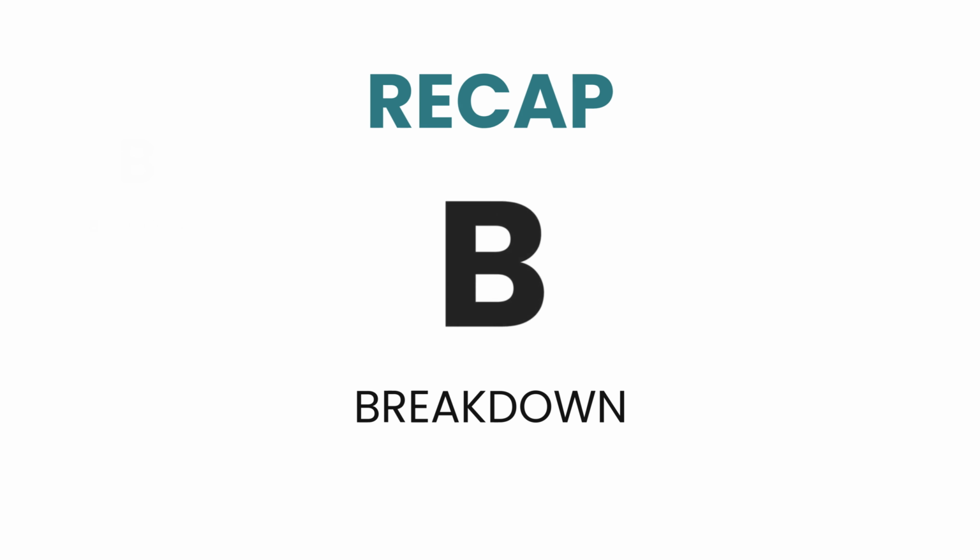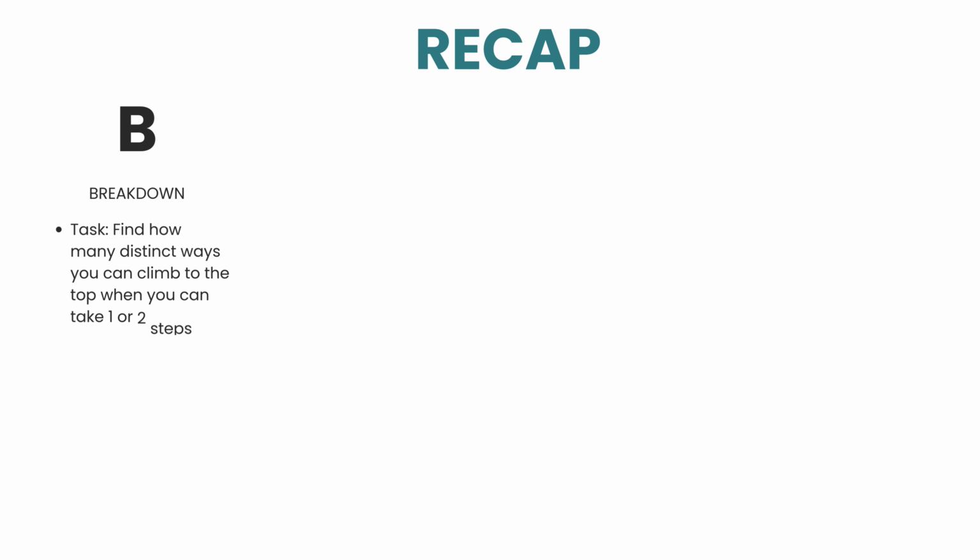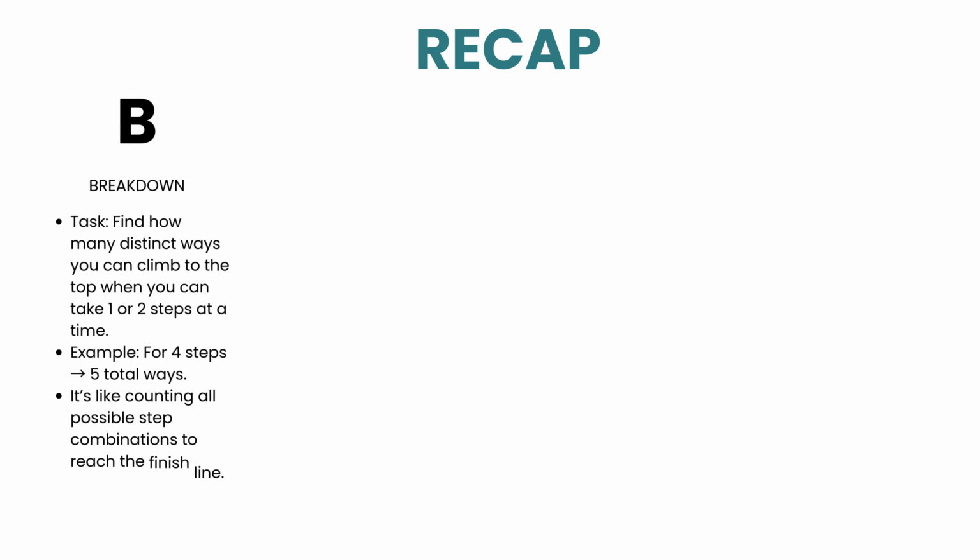Breakdown recap. We started by understanding that each step can be reached by taking either 1 or 2 steps from below. So the problem is really about counting how many unique sequences of 1s and 2s can add up to reach the top, essentially finding all possible combinations to climb n steps.